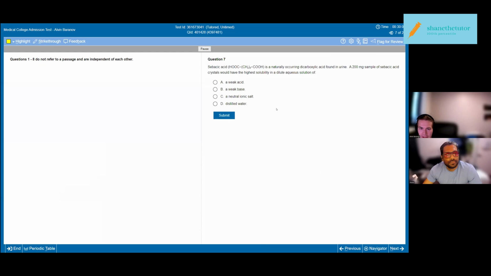Next is this. How do you know right away that this sebacic acid, or whatever it is called, is a weak acid? Well, it's an organic acid, which tend to be weak, but let me see what else I can see. Dicarboxylic acid found in urine, a 200 milligram sample of sebacic acid crystals would have the highest solubility in dilute aqueous.